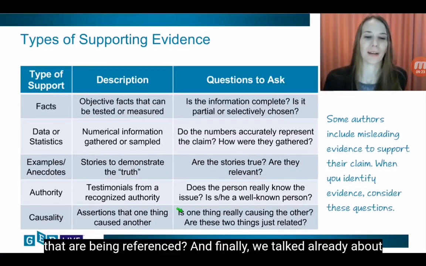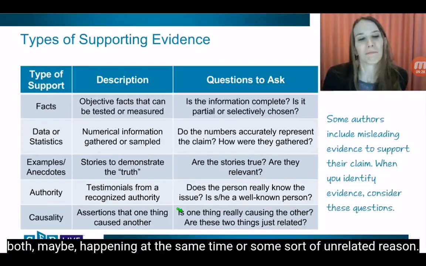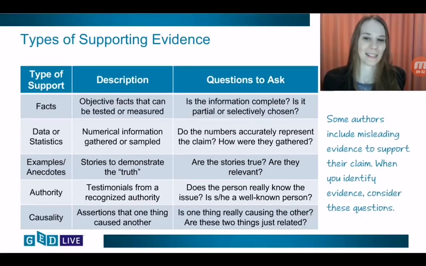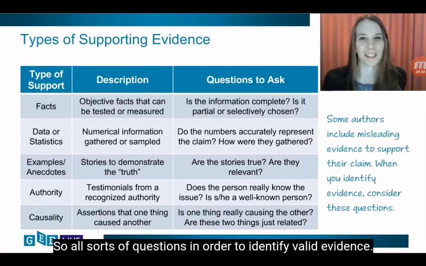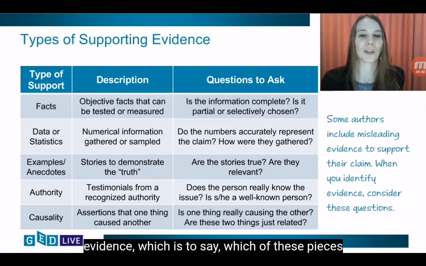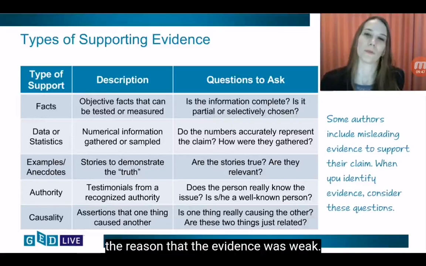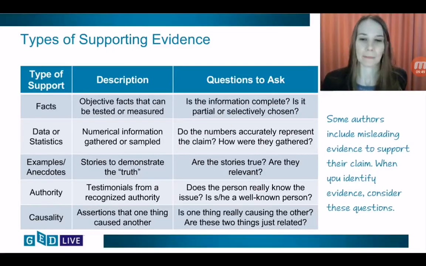And finally, we talked already about causality. Is one thing really causing the other, or are they just both maybe happening at the same time for some sort of unrelated reason? So all sorts of questions in order to identify valid evidence. And on test day, you will be asked about the strength of evidence, which is to say, which of these pieces of evidence presented may be stronger, or what is a reason that the evidence was weak, etc.